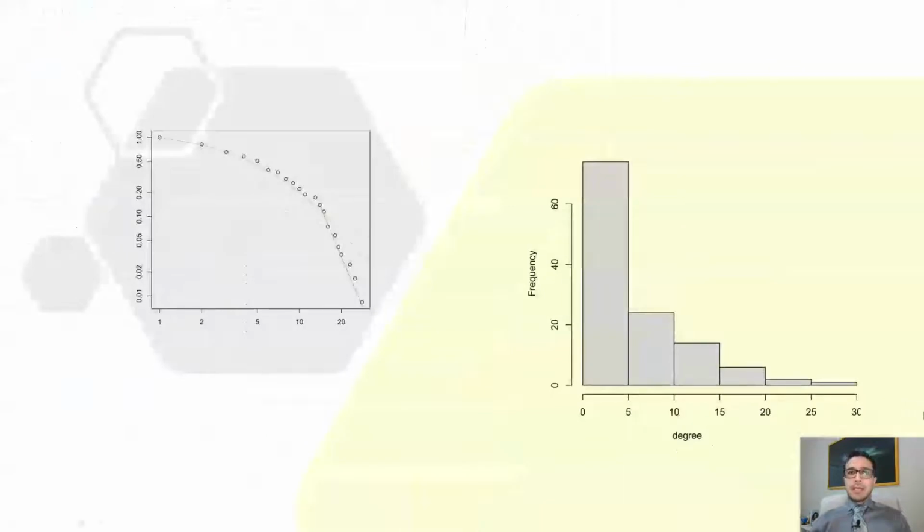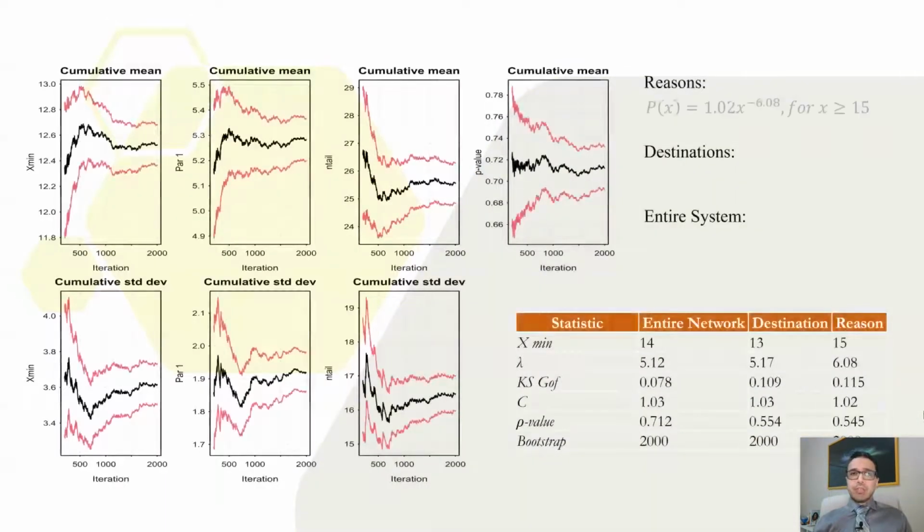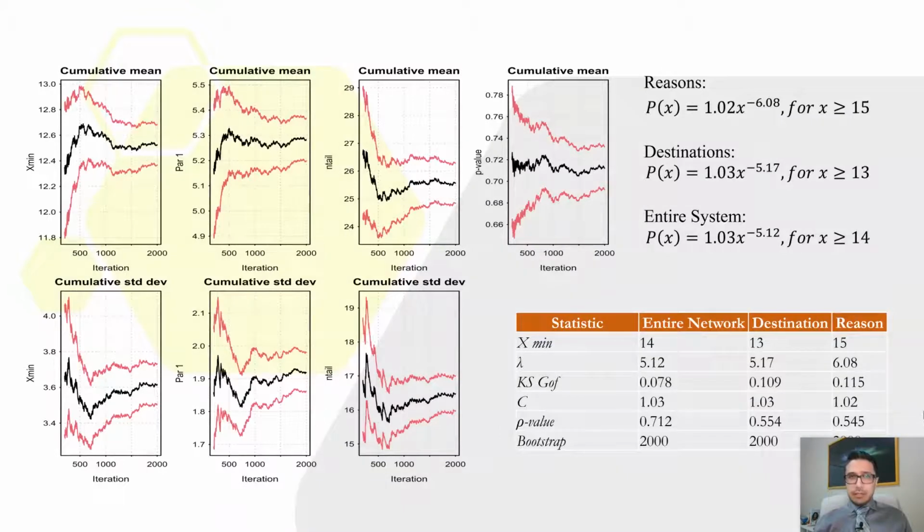We can calculate the distribution, and as you can see in the histogram and the log-log plot of the tail of the distribution, this is a kind of fat tail distribution, but it's not obvious whether it's a log normal distribution or a power law distribution. It could even be an exponential distribution. However, we can expect the same type of behavior that we expect from fat tail distributions. That said, the 2000 bootstrap that I ran on the distribution suggests that we are dealing with a power law distribution in all three networks of the entire system, destinations, and reasons.